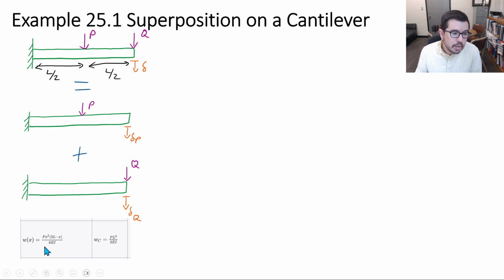It's describing what the displacement is as a function of x if we're moving along here, and it's describing the maximum deflection, which happens at the end, from this applied load Q. In this case, it's written P here, but we know how to substitute. And this W is what we usually call V.